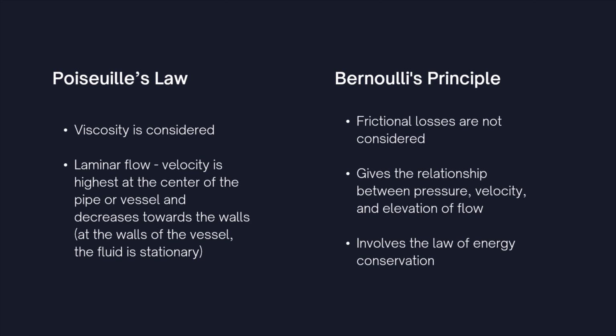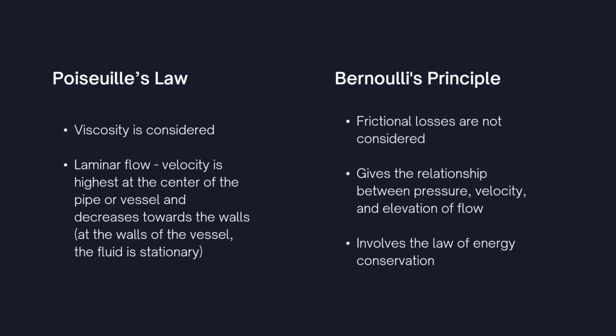Poiseuille's law represents laminar flow such as blood flow in blood vessels. Laminar flow is when the velocity is highest at the center of the pipe or vessel and decreases towards the walls, wherein at the walls of the vessel, the fluid is stationary. If viscosity is taken into account, Poiseuille's law is followed. On the other hand, if frictional losses are not taken into account, the flow is governed by Bernoulli's equation. It gives the relationship between pressure, velocity, and elevation of flow. It involves the law of energy conservation since without friction, the sum of the values will remain constant no matter the flow.